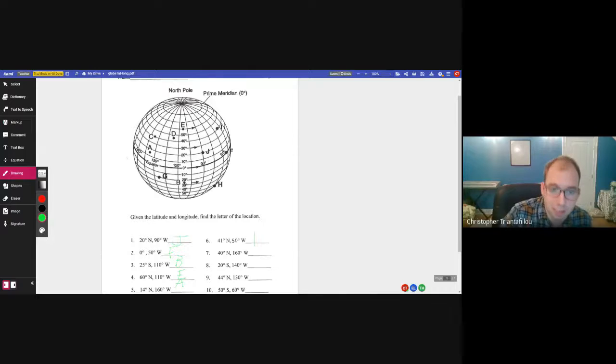40 degrees north, 160 west. 40 degrees. That's not 160. We're still in the 130s here. So C. 20 degrees south, 140 degrees west. Go down to 20 degrees. Go over to 140. We're at G.